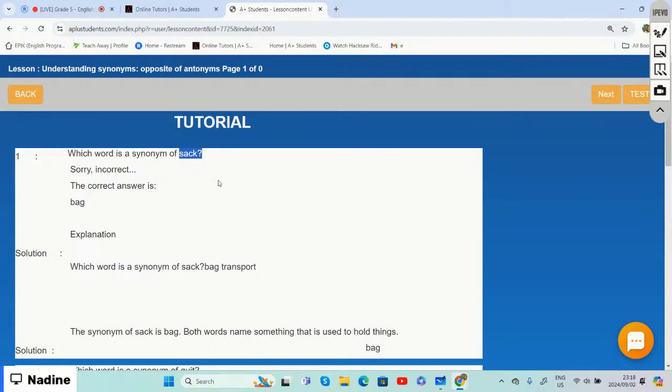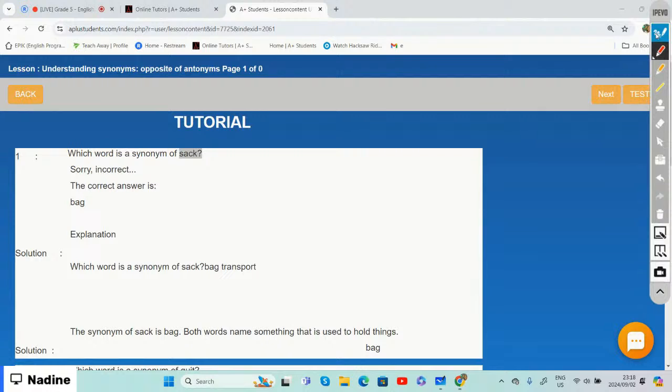And if we were to find the word that's the same as sack, we can say it is a bag, right? Because a sack is basically just like a big bag that you use to also carry things. So it's also something that you use to hold things. So a bag as well as a sack does the same thing.